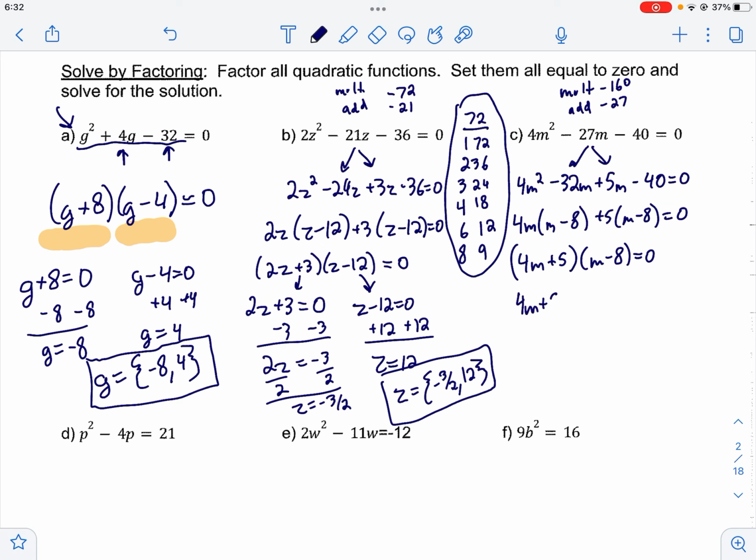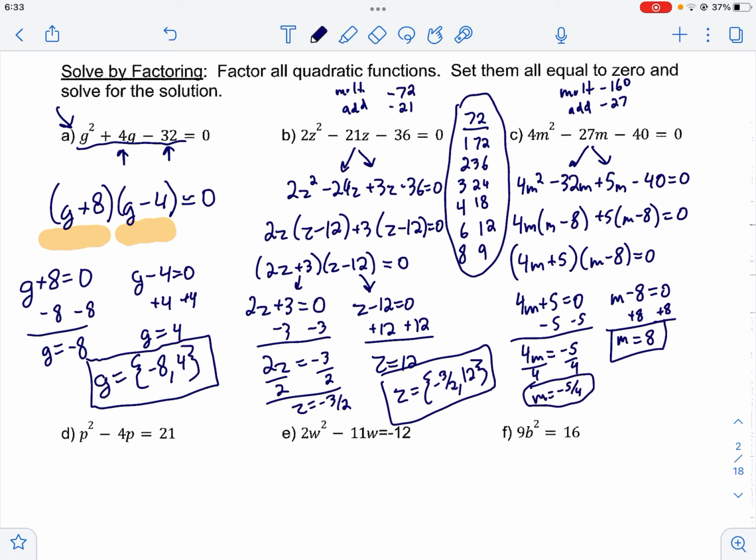You might be noticing that this last process of setting equal to 0 is the same every time. If the a term equals 1, it'll just be the opposite side. So m minus 8, well, the solution's going to be positive 8. If there is an a term bigger than 1, then that'll become a fraction. And here we have negative 5 over 4. All right, so our final solution, negative 5 over 4 and 8.